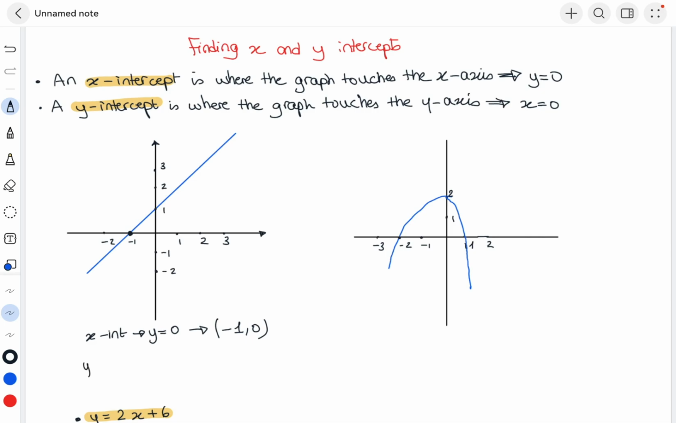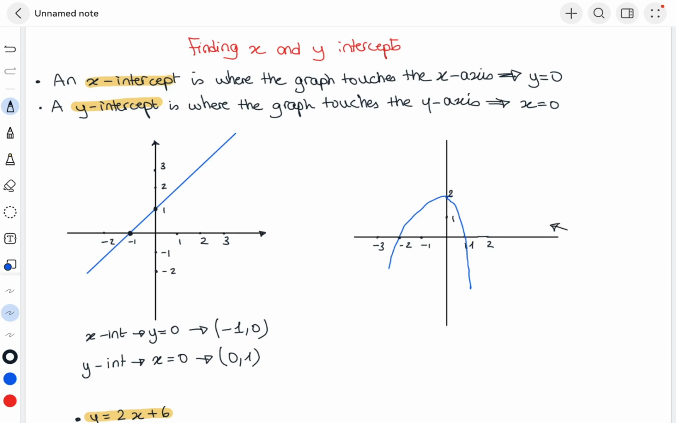Now, what about the y-intercept? The y-intercept is when the function is touching the y-axis, and here we have it at y value equal to 1 and x value equal to 0. So our y-intercept here will be (0, 1). Let's do the second graph.